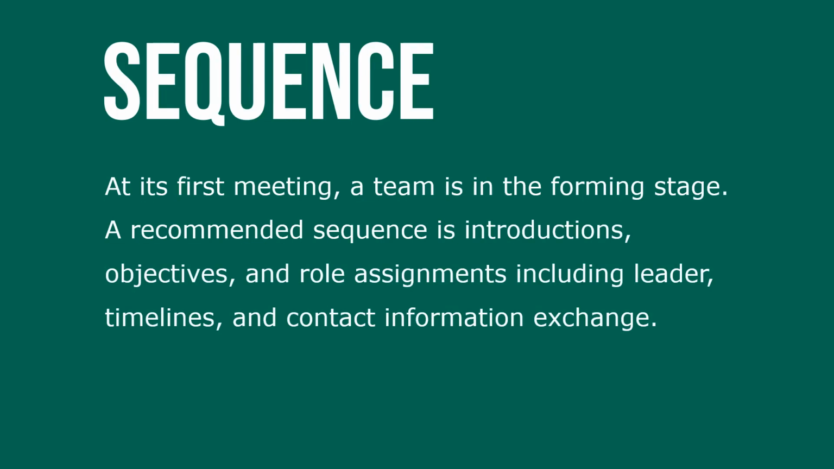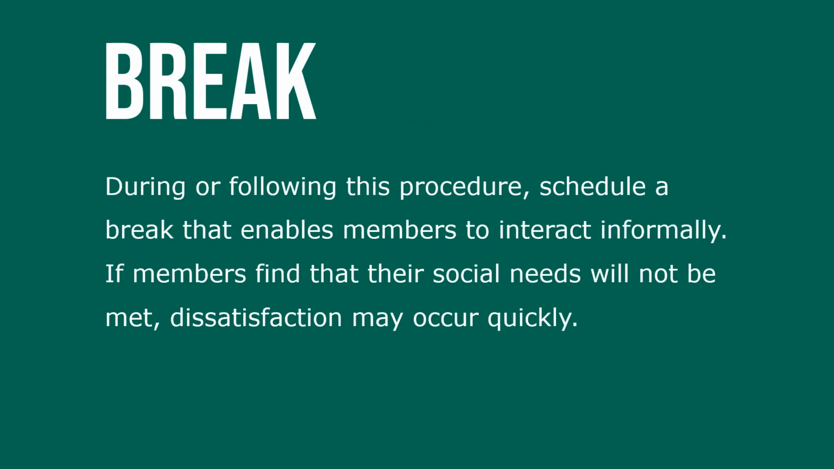At a first meeting, a team is in the forming stage. A recommended sequence is introductions, objectives, and role assignments including leader, timelines, and contact information exchange. During or following this procedure, scheduling a break enables members to interact informally. If members find that their social needs will not be met, dissatisfaction may occur quickly.